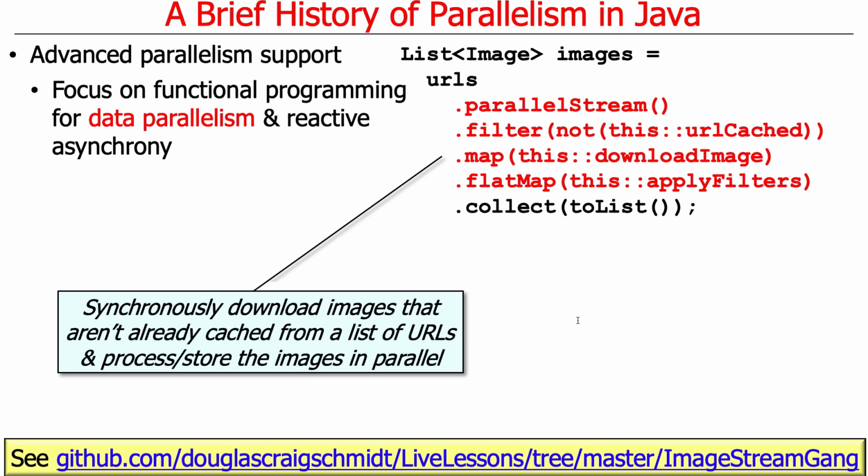Here's a very simple example to illustrate this point. This takes a list of URLs and in parallel gets rid of the URLs that have already been downloaded and processed in a previous run of the program, so it ignores cached images. For everything that's not currently cached, it'll download all the images in parallel, synchronously, but in parallel. And then it'll apply image processing filters to each image, and then collect all the results up into a list of filtered, processed and downloaded images.